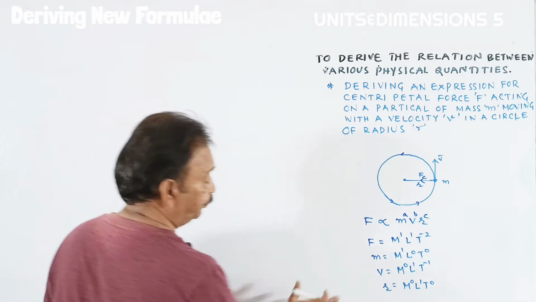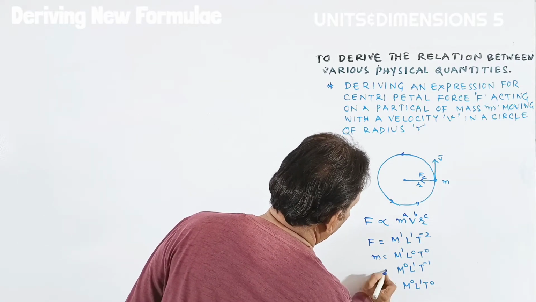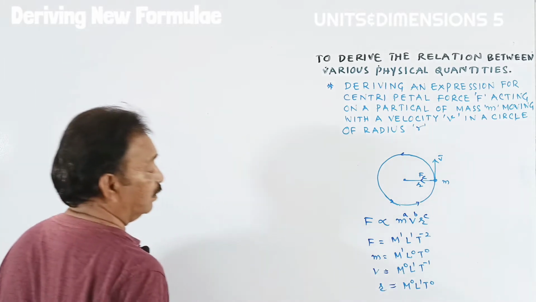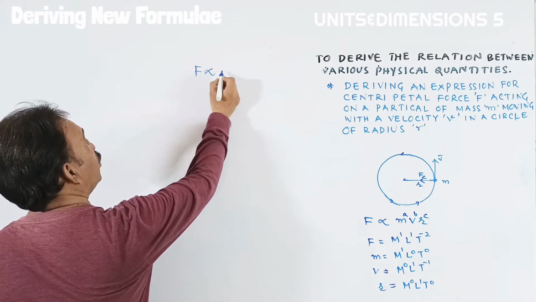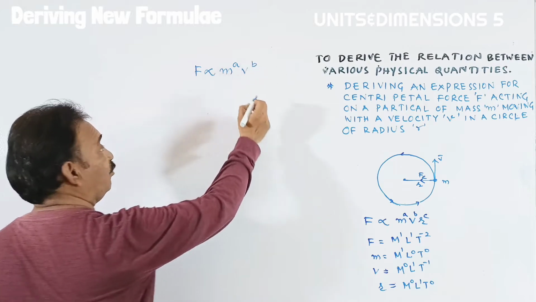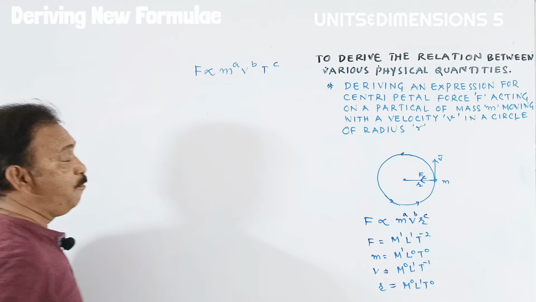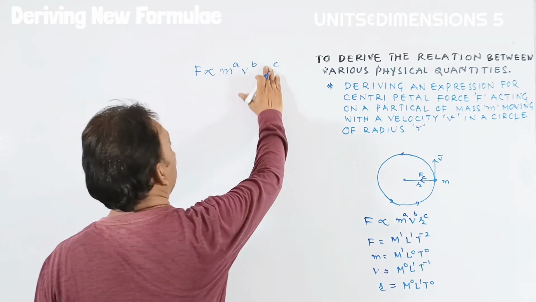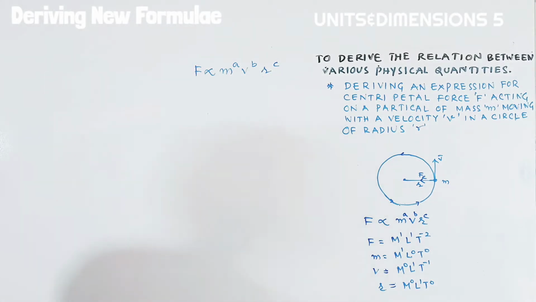Right now, I'm writing the values here. Here is the v and it is the r. Here we got a relation. F is proportional to m to the power of a, v to the power of b, and r to the power of c. Okay, students.